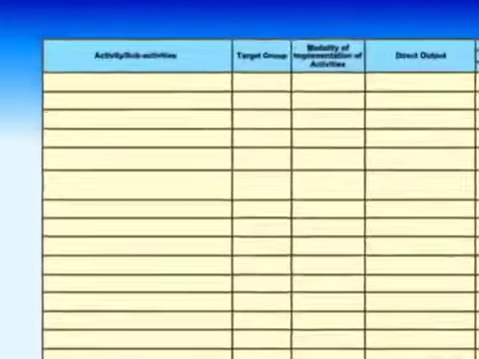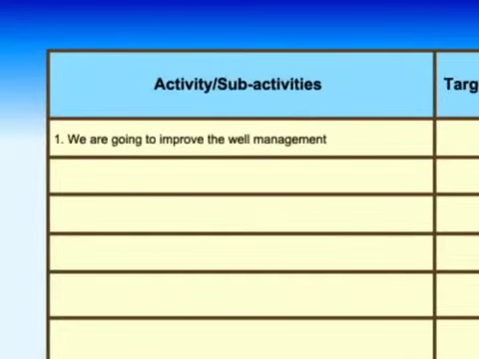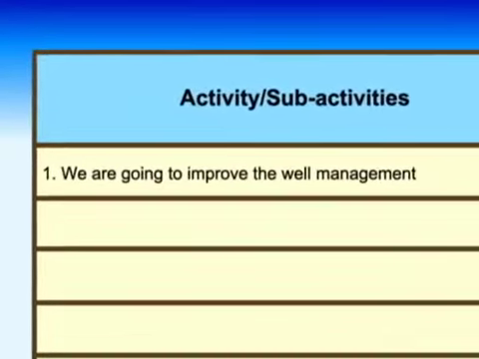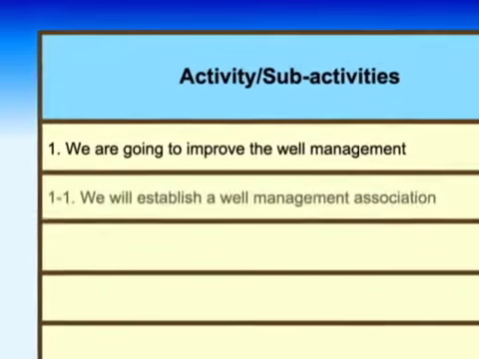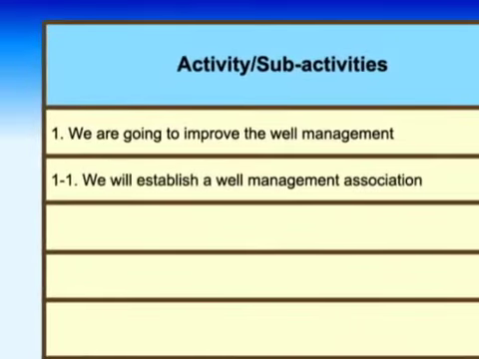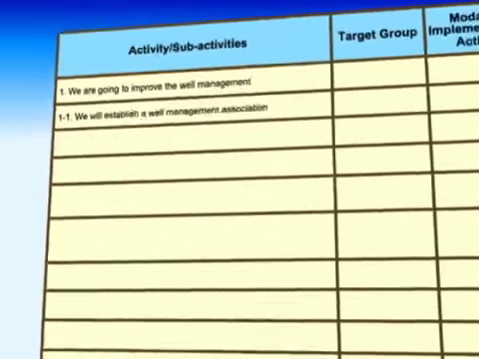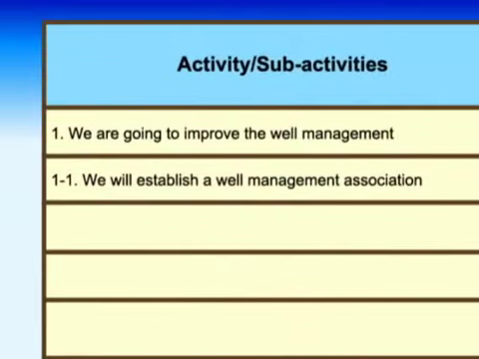Now, let us make an action plan summary table for the water supply improvement project in Akihabara village. For example, Activity 1, we are going to improve the well management, has 1-1, we will establish a well management association as its sub-activity. But that is not enough for activities. So please fully utilize your knowledge and experience to add more detailed descriptions for sub-activities.